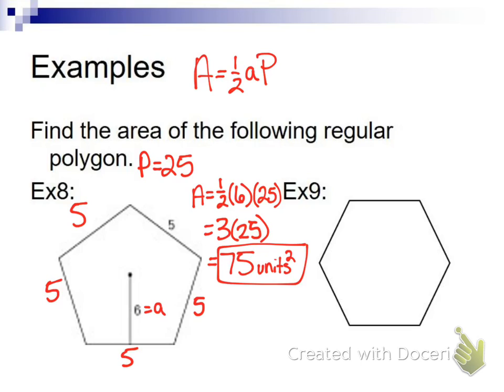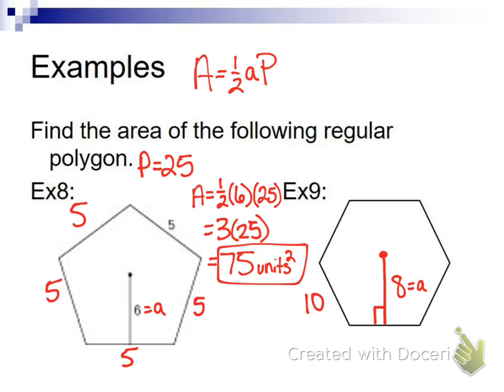All right, let's take a look at number 9. Number 9, they did not label for you yet. So let's go ahead and label it. We'll label that side 10. And we'll label this as 8. Why not? All right, what is A on this one? 8. A is equal to 8.